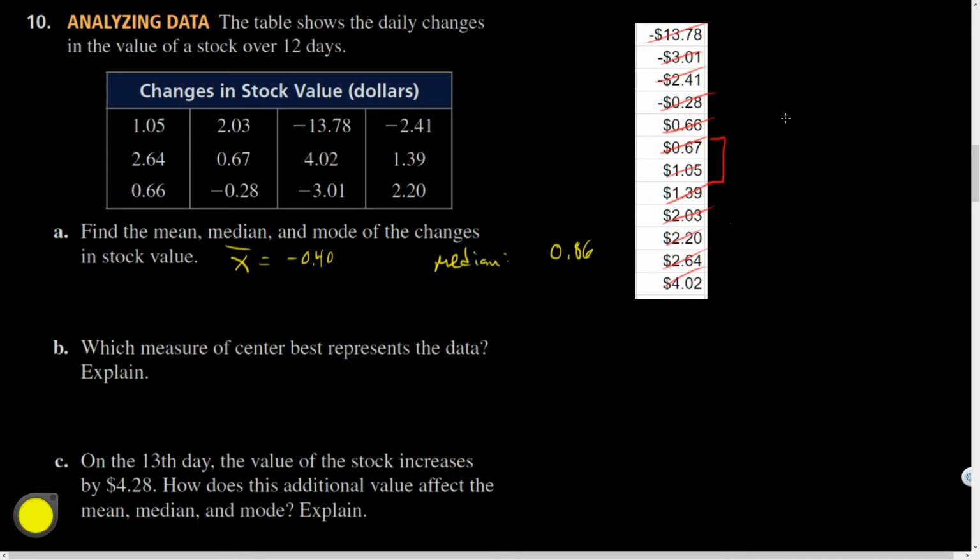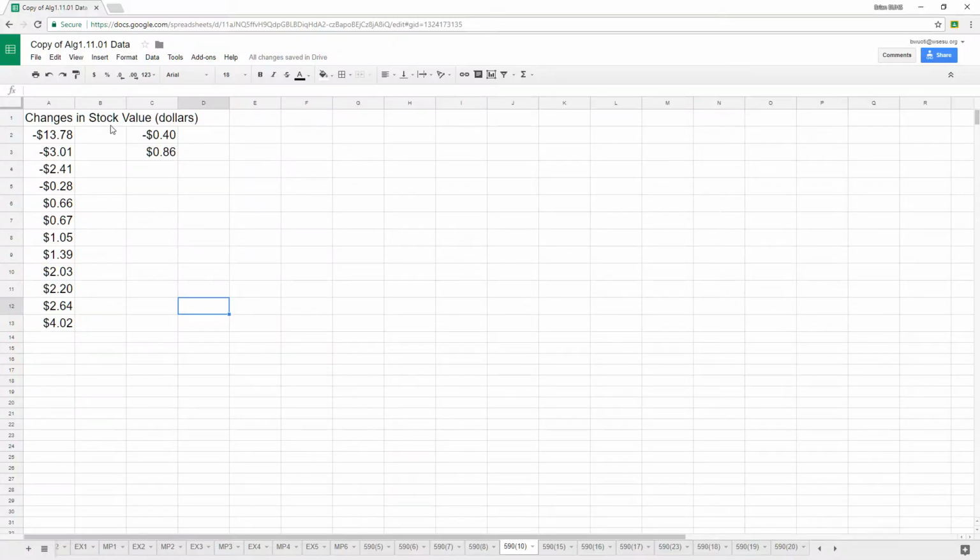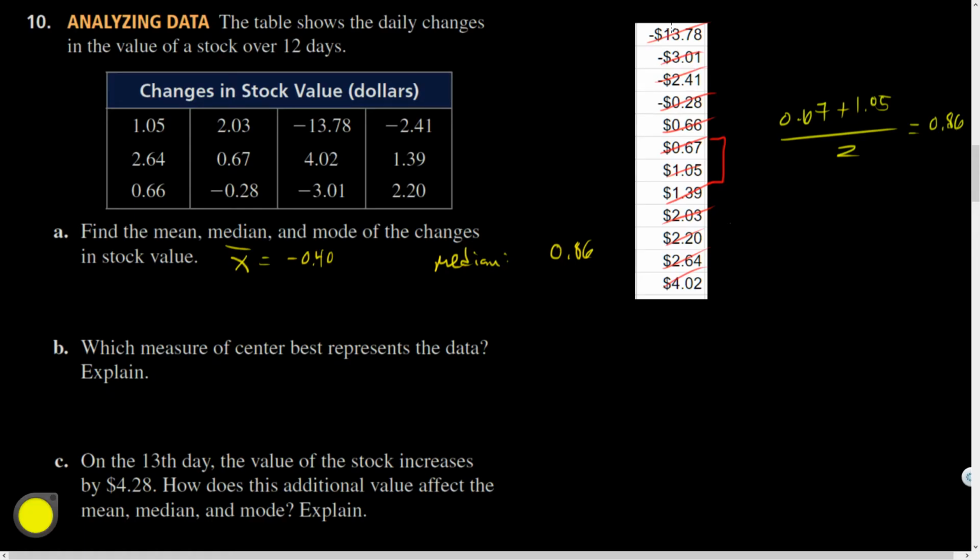So to find the median, I would take 0.67 plus 1.05 divided by 2. That should be, is that 0.86? I'm guessing. All right. And is there a mode here?